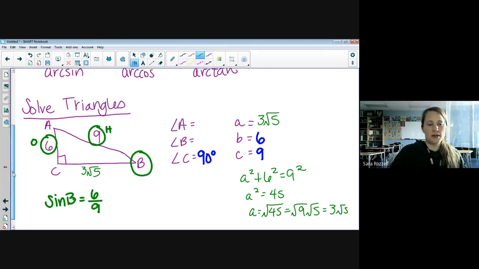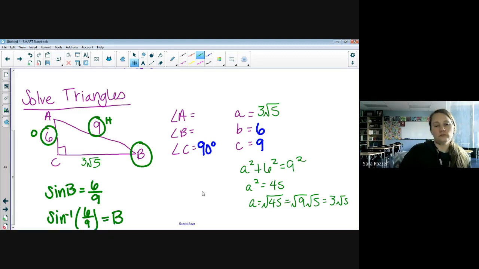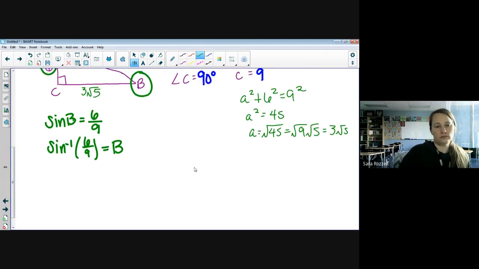And we don't know what B is. So for us to do that, we are going to do the inverse sine of 6 over 9, and that will give us the B. So inverse sine of 6 over 9 is going to give us the B that we want, the angle. So make sure you're in degrees in your calculator because it's a triangle. Hit second sine for inverse. Do 6 divided by 9.